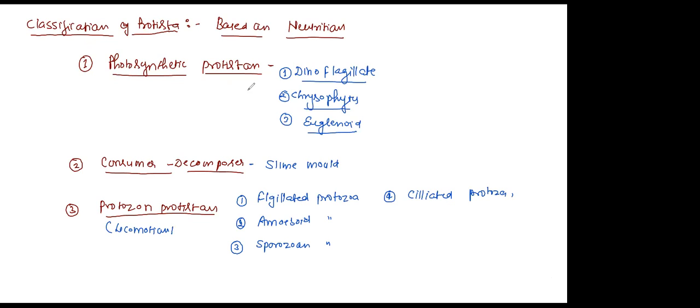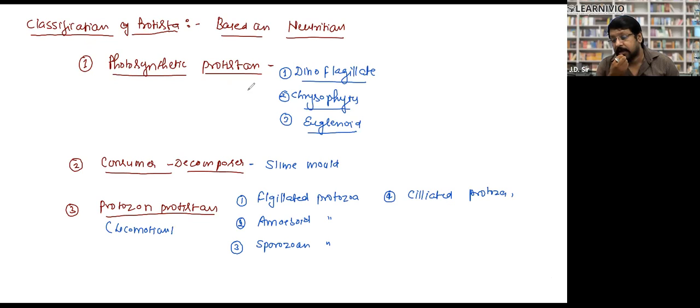So they are the major part of food for fishes and crustaceans. Clear? I have told them that we divide Protista into 3 categories on the basis of nutrition. The first category is photosynthetic Protista, the second category is consumer-decomposer Protista, and the third category is protozoan Protista.